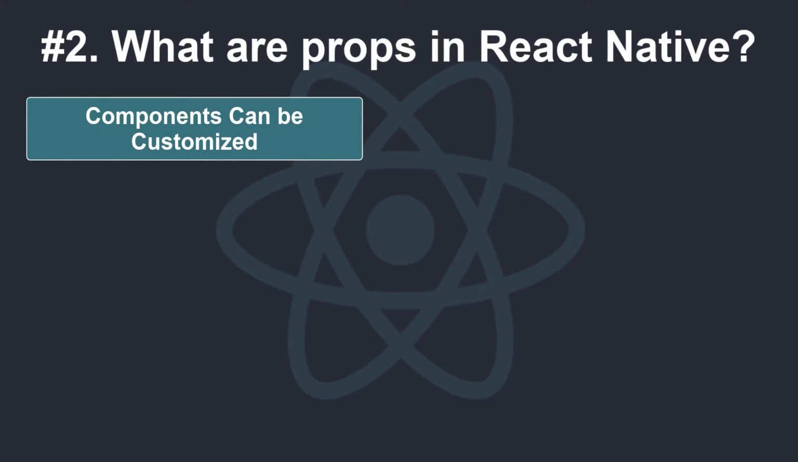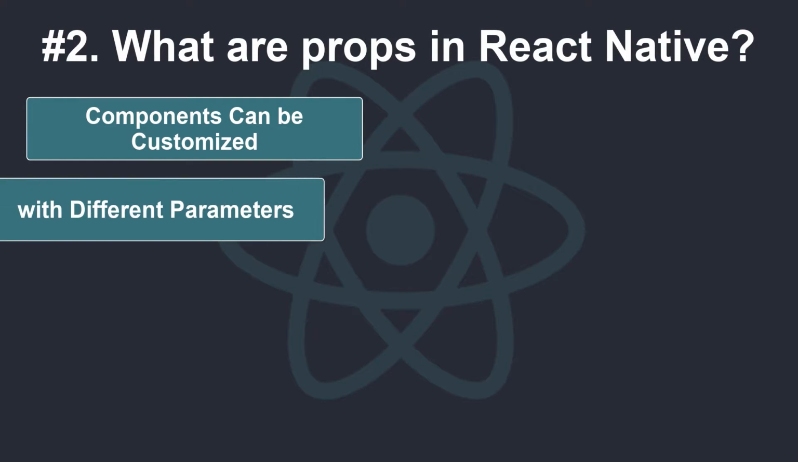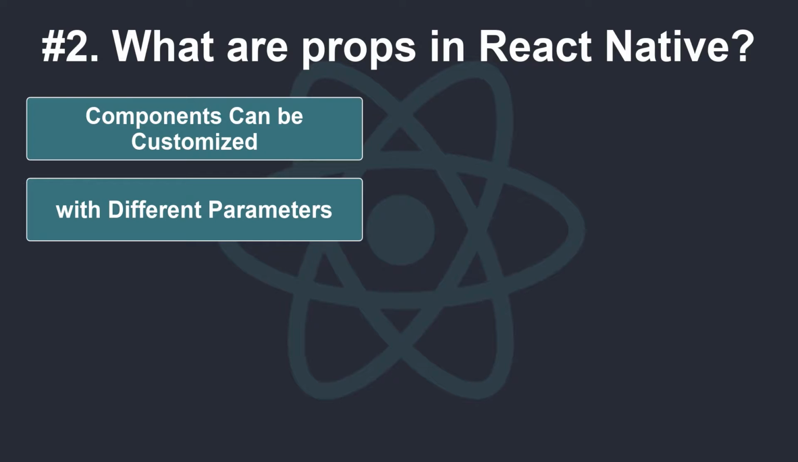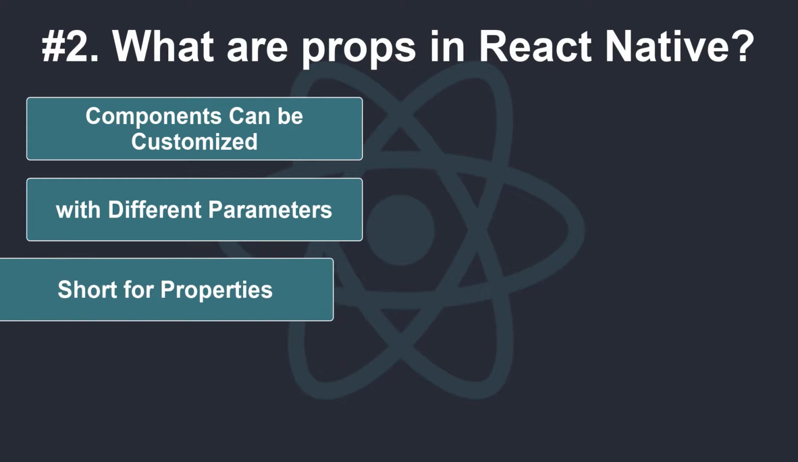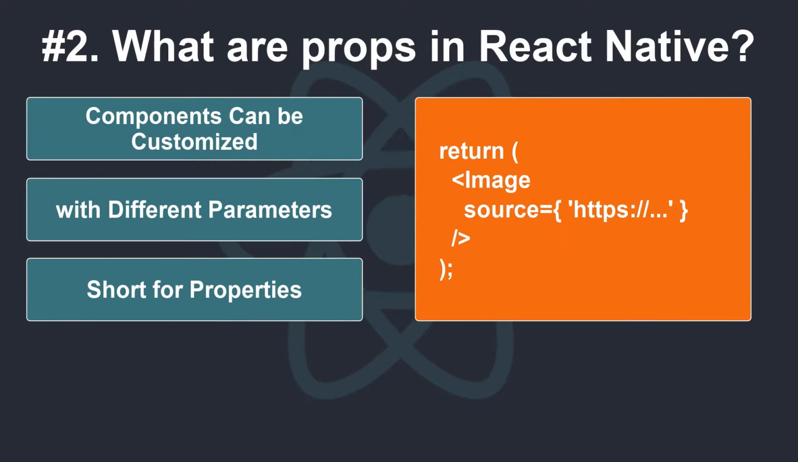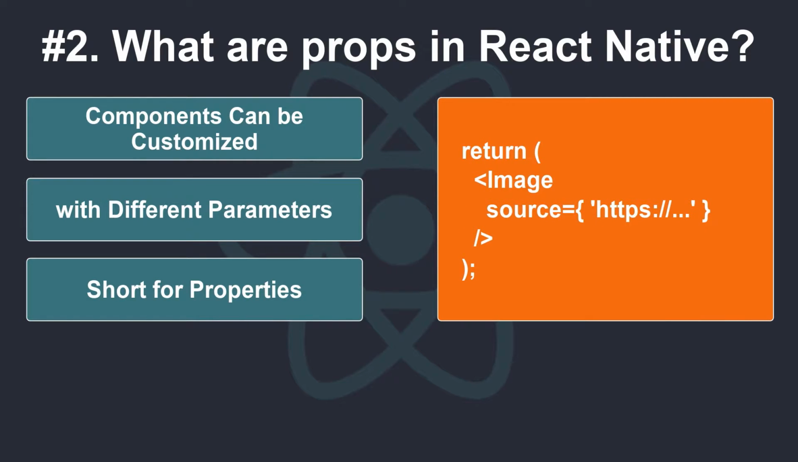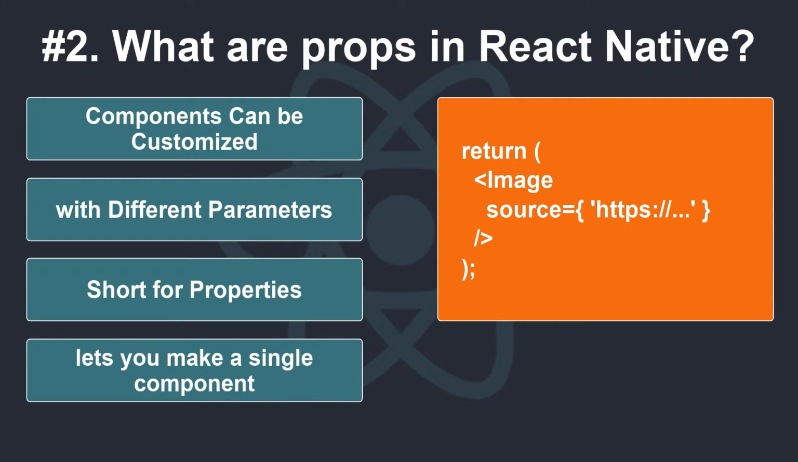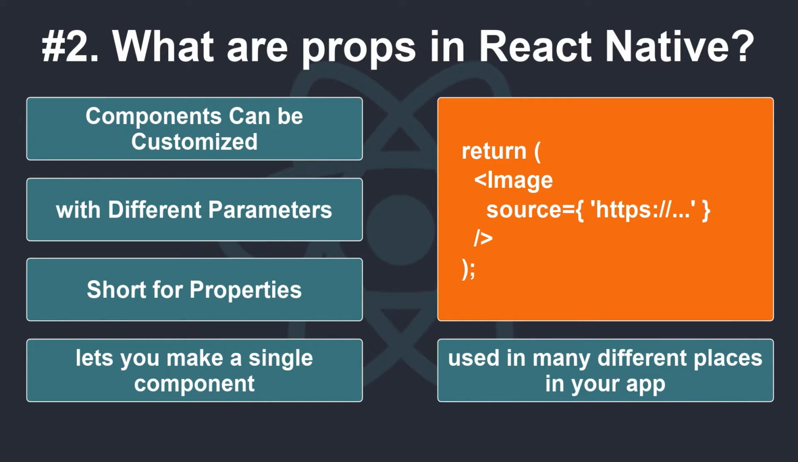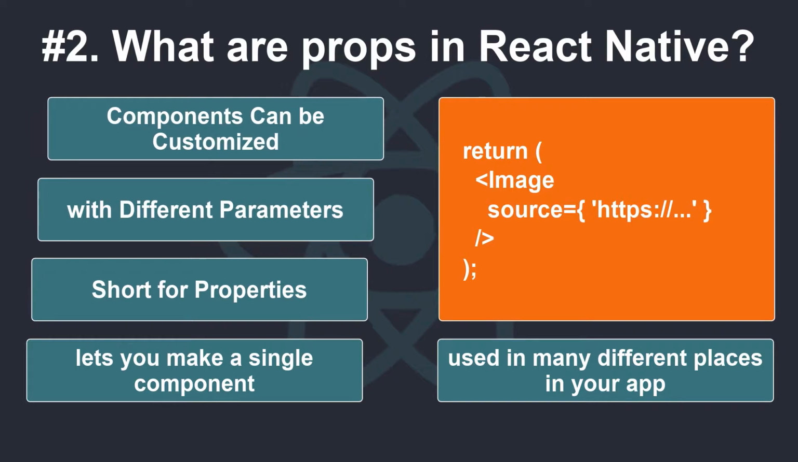What are props in React Native? Most components can be customized when they are created with different parameters. These created parameters are called props, short for properties. For example, one basic React Native component is the image. When you create an image, you can use a prop named source to control what image it shows. Your own components can also use props. This lets you make a single component that is used in many different places in your app with slightly different properties in each place by referring to props in your render function.